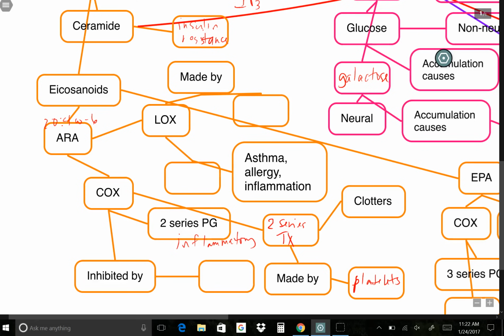Remember that COX takes away 2 double bonds, so if we start off with 4 double bonds, COX takes away 2, we're going to end up with 2 double bonds. We get the 2-series prostaglandins and thromboxanes. The cyclooxygenase enzyme is going to be inhibited by aspirin. Our LOX enzyme does not do anything to the number of double bonds, so if you start off with 4, you end up with 4. We get the 4-series leukotrienes, which are associated with asthma, allergy, inflammation, and most of our lipoxygenase is located within our white blood cells.